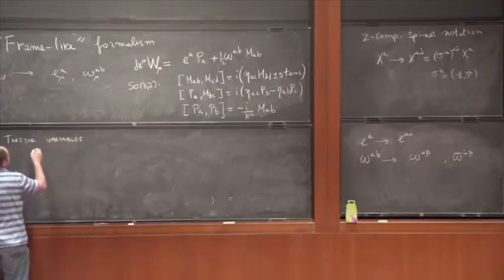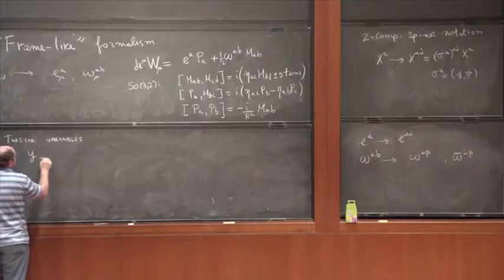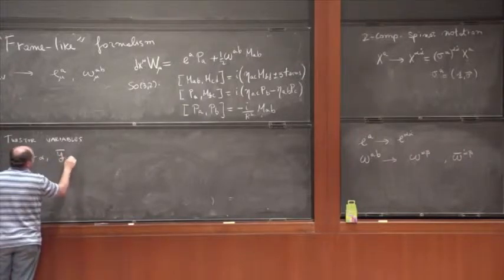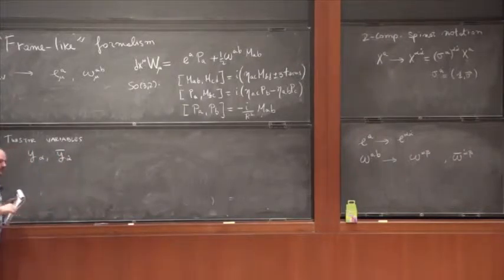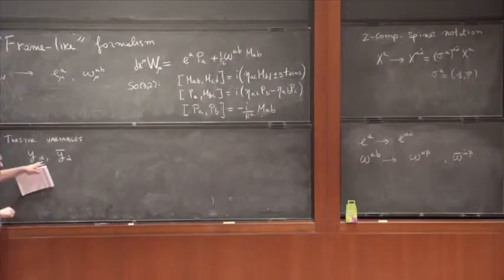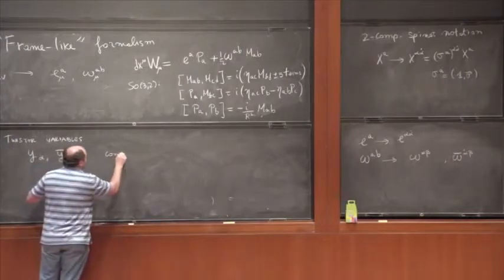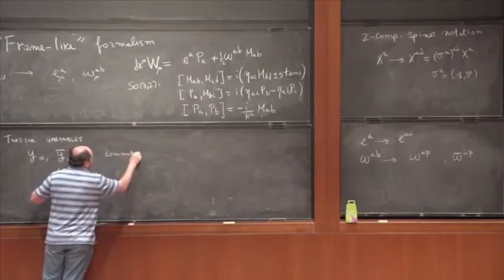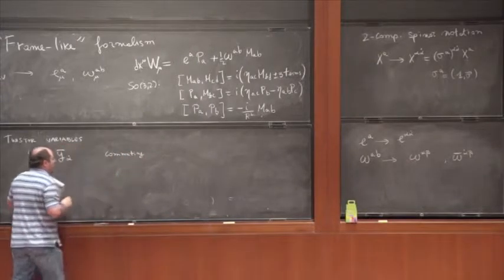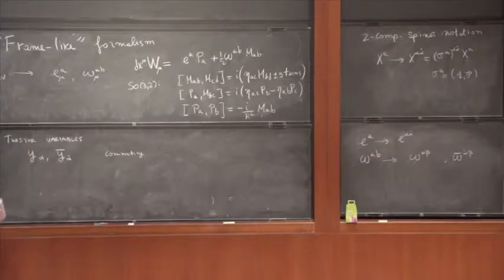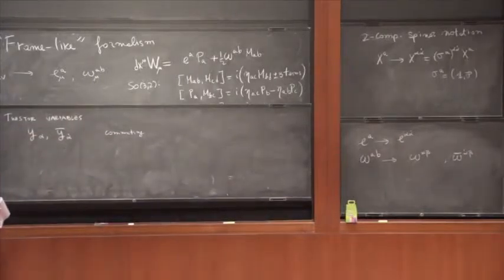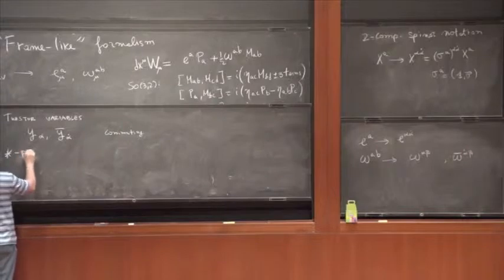And it will be clear in a second why we are introducing this. So introduce a pair of twistor variables which transform in the spinor, spin 1/2 representations, but they are commuting. And on these spinors, we introduce some star product.